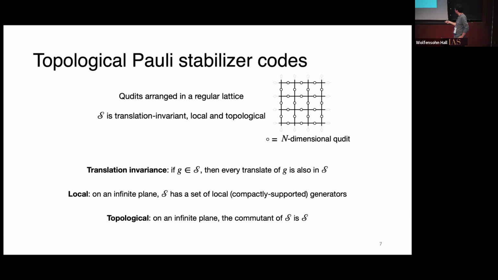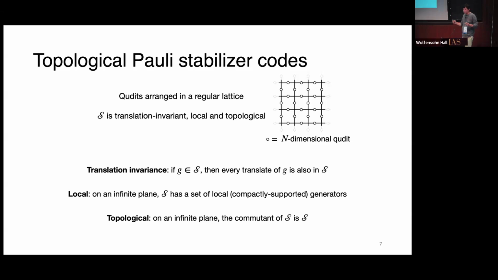And topological here means that on the infinite plane, we can ask what are the operators that commute with the stabilizer group, and the requirement is that the commutant of S is S itself. The centralizer of S is just S. So there are no other operators that commute with S but are not in S. All right, so if the stabilizer group satisfies all of these requirements, translation invariant, local, and topological, I'll call it a topological stabilizer code.